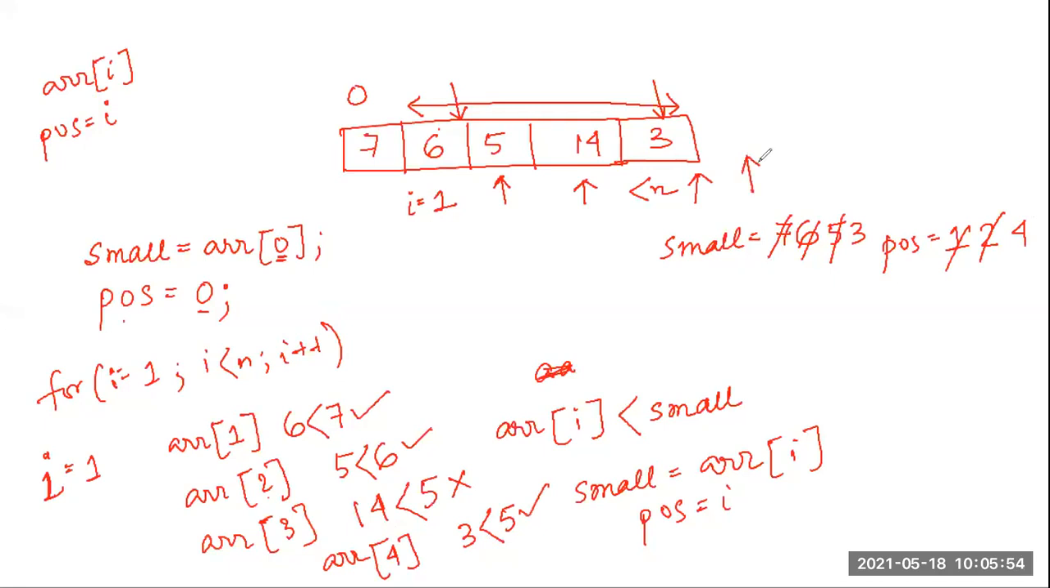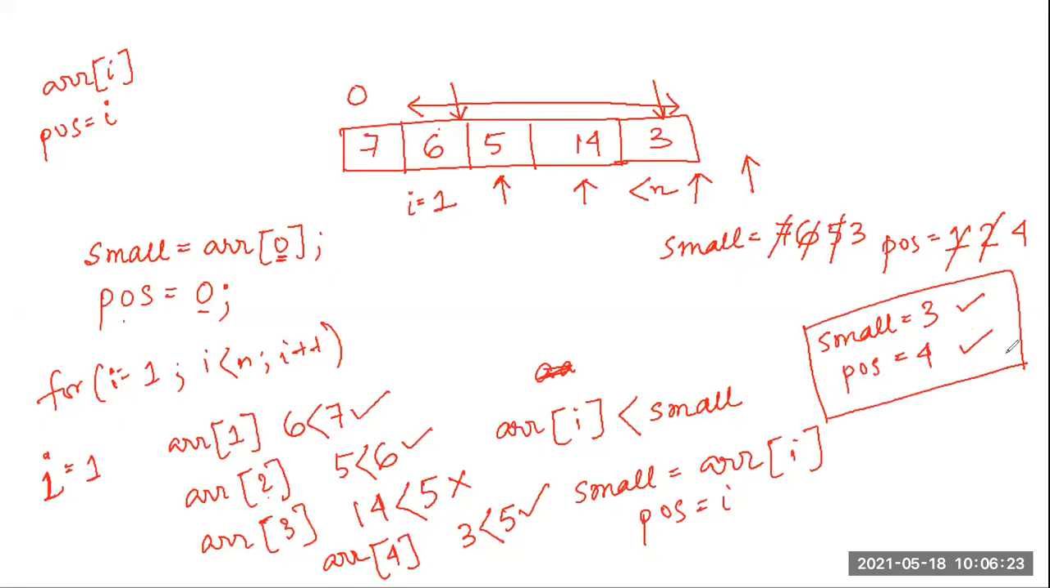This is out of bounds, so it will come out of this loop entirely. And once it comes out of this loop, the last updated value of small was 3 and the last updated value of position was 4. So it means the smallest value in my entire array is 3, and the position of that 3, that is the index location of that 3, is 4. So this is my final answer after executing the loop. Is this concept clear?